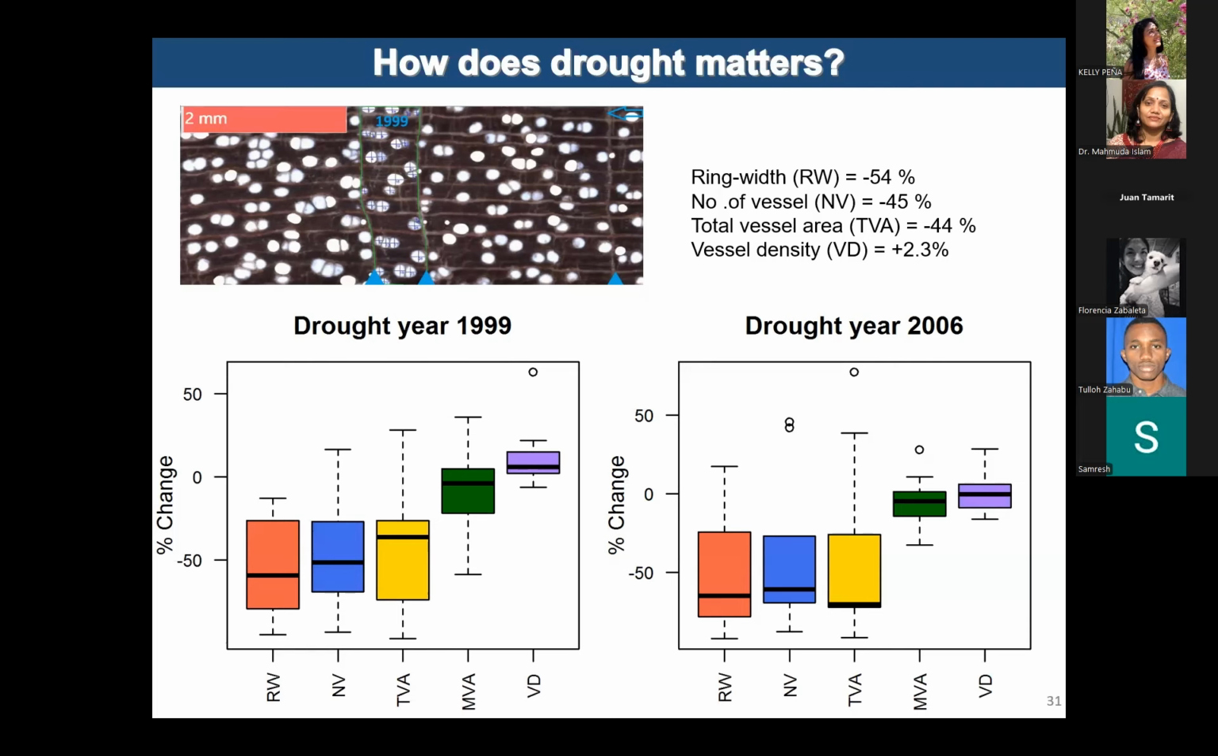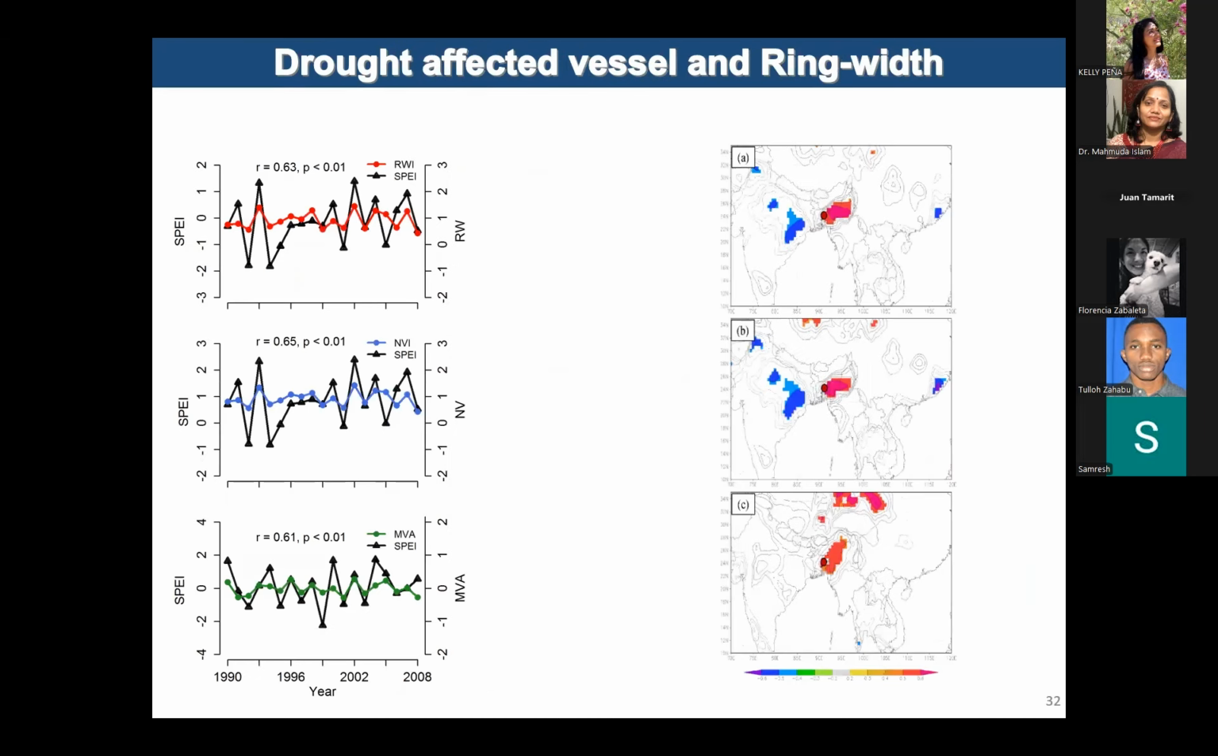In drought years 2006 and 1999, ring width was reduced by 54%, number of vessels reduced by 45%, total vessel area by 44%, and vessel density by 2.3%. And it also matches with the SPEI, the Standard Precipitation Evapotranspiration Index. The drought also affected the ring width and the vessel chronologies, number of vessels, mean vessel area, and ring width. We also did some spatial correlation and found a spatial correlation with them. Like in Bangladesh, the region is more negatively correlated with temperature and especially linked with the SPEI.